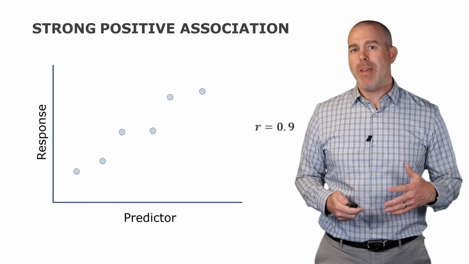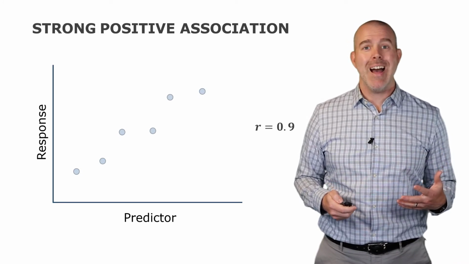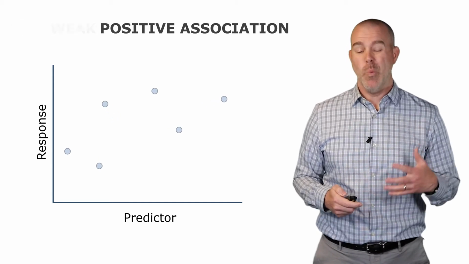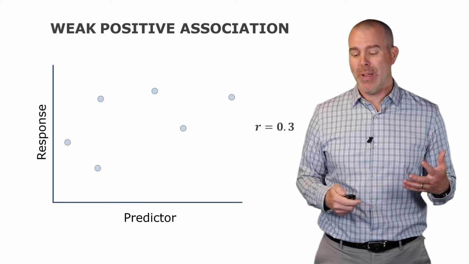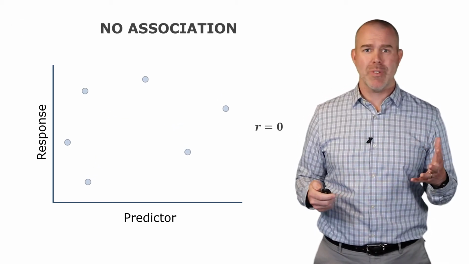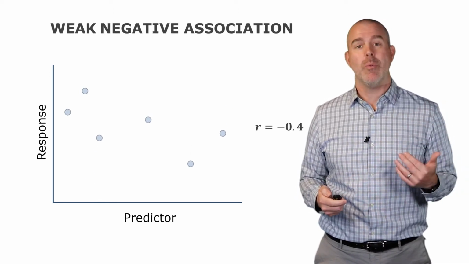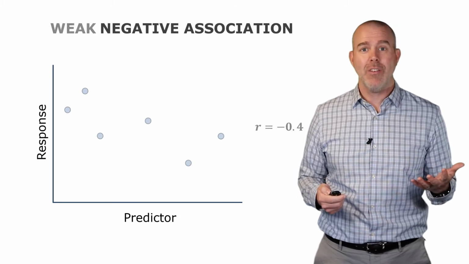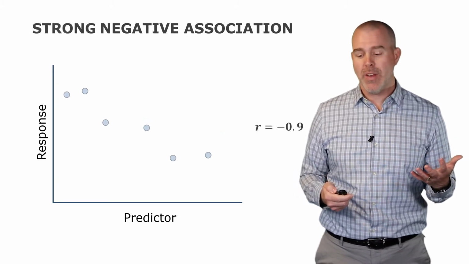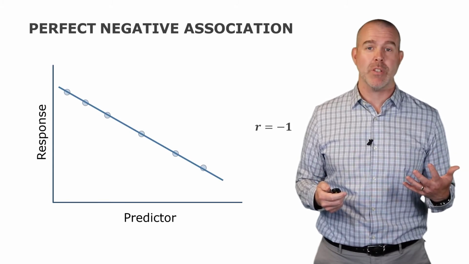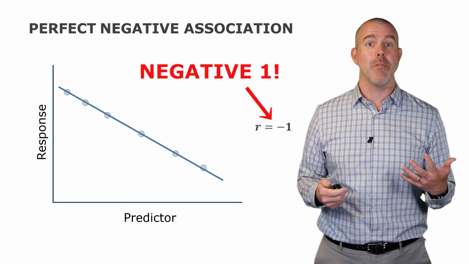If we spread it out a little bit, well, it might be R of 0.9. Spread it out a little bit more, it's moderately positive. Weak positive relationship, maybe about 0.3, no relationship here at all. And then if we become negative, well, now it can become a weak negative, maybe a strong negative, negative 0.9, and then this very rare, kind of impossible, perfect negative relationship. That's R equals negative 1.